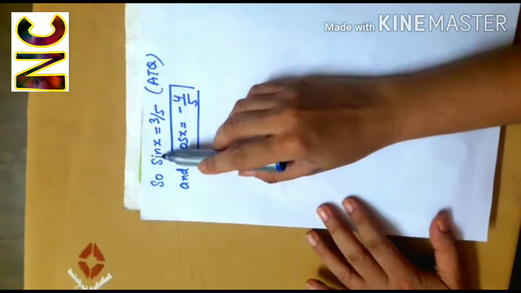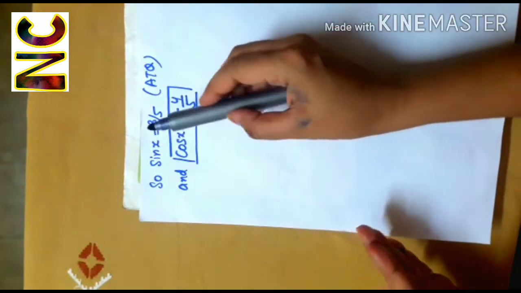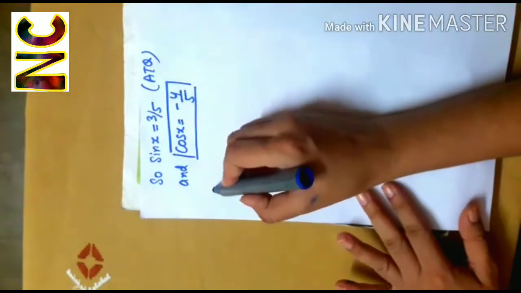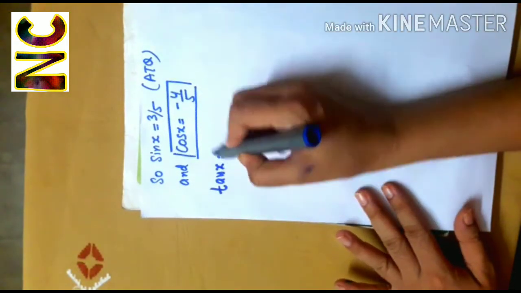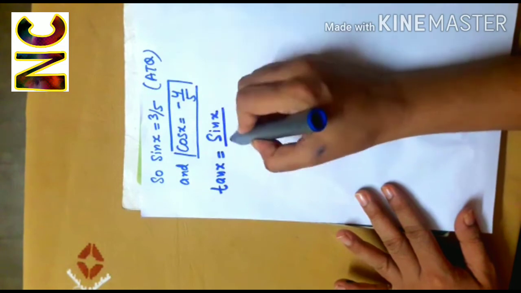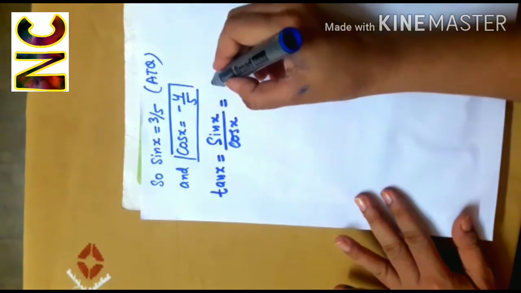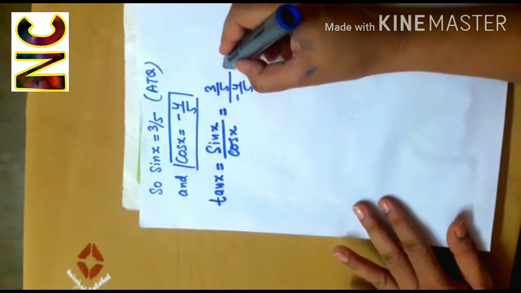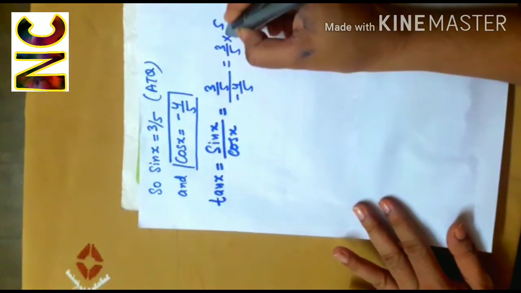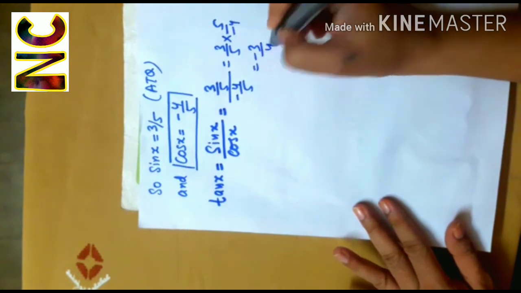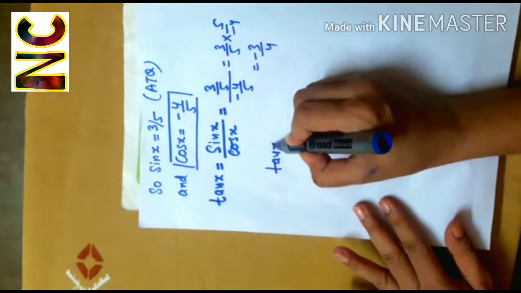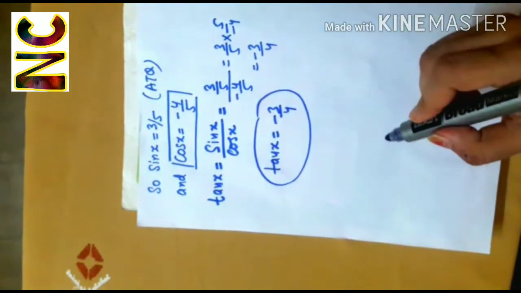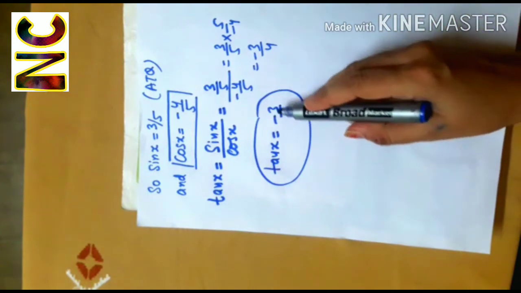And according to the question, sin x is 3 by 5. Now, when sin x is known and cos x is known, can you find tan x? Yes. Tan x is given by sin x over cos x. So 3 by 5 over minus 4 by 5 will be equal to minus 3 by 4. So the value of tan x is minus 3 by 4. And yes, in the second quadrant, tan is negative. So it's minus 3 by 4.